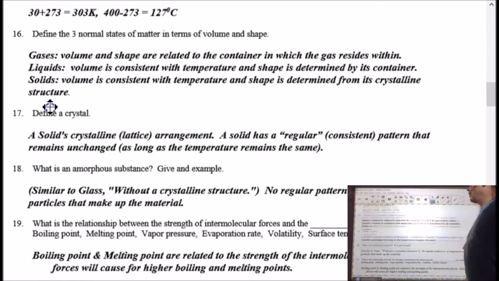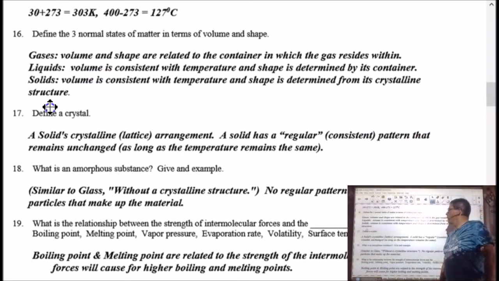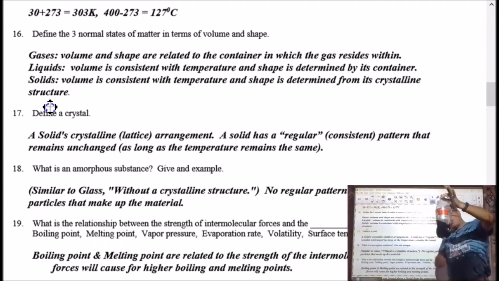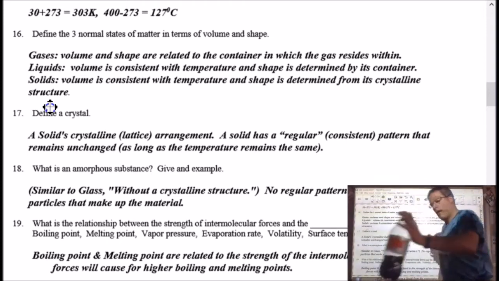Number 3, define the 3 normal states of matter in terms of volume and shape. Gases, these are things that are moving around constantly. The shape and the volume are related to the container that it's actually within. Okay. Liquids, the volume is consistent. In other words, I have my Diet Coke here. You'll notice that the liquid doesn't just jump up on its own, but if I turn the container, and I left it like that, the volume of that liquid would stay consistent. So it doesn't change by a lot.